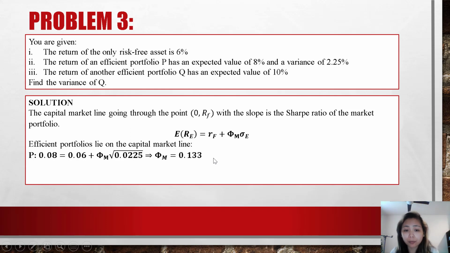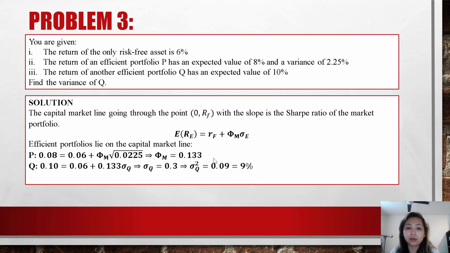Now with the slope 0.133, we are going to test Q. Q is also an efficient portfolio, so Q should also lie on the capital market line. The expected return of Q is 10%, so I replace it into the expected return of RE. RF is 0.06. The Sharpe ratio is 0.133, which is found from the previous line. Sigma of Q is not given.